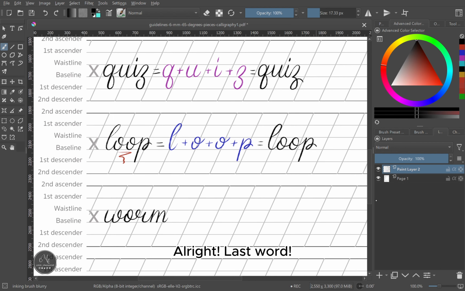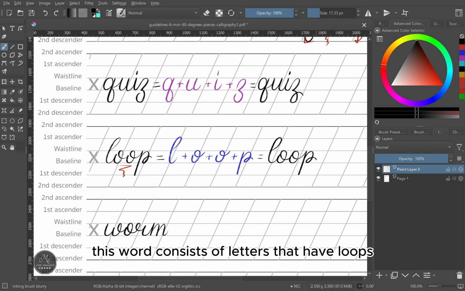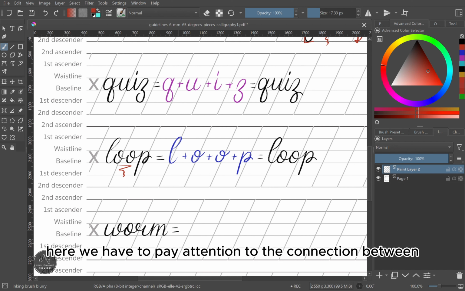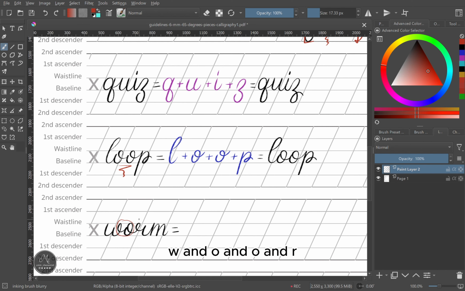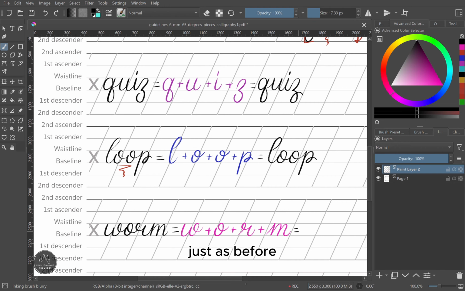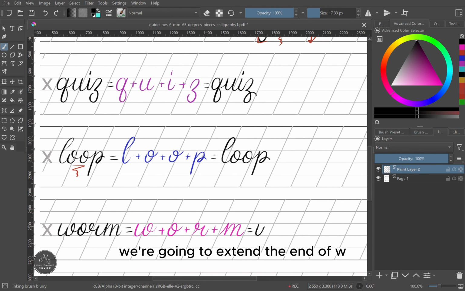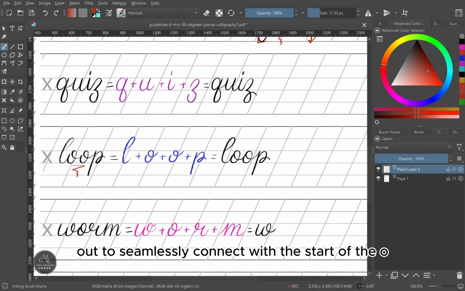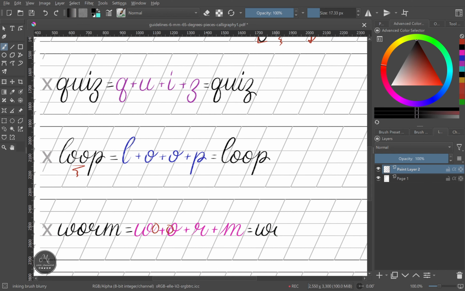Alright, last word. This word consists of letters that have loops and tend to be awkward to connect. Here, we have to pay attention to the connection between W and O and R, as well as the spacings between them. Just as before, we are going to extend the end of W out to seamlessly connect with the start of the O. Moving on to O and R.